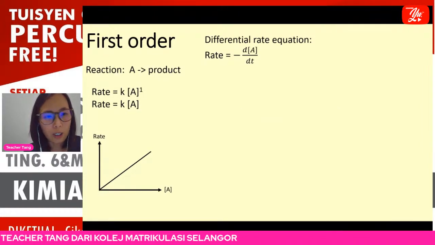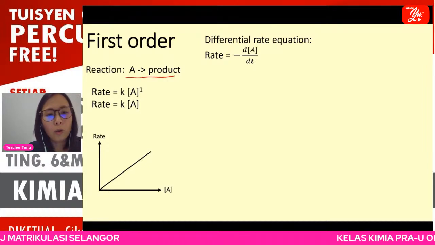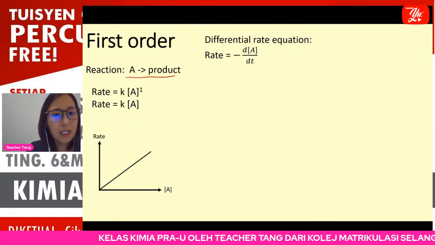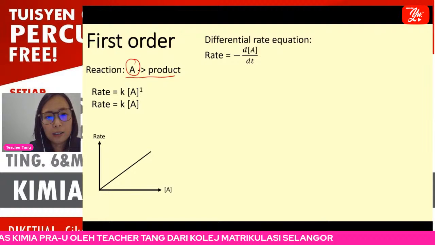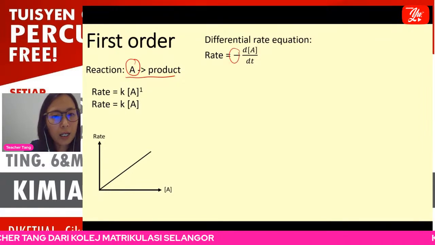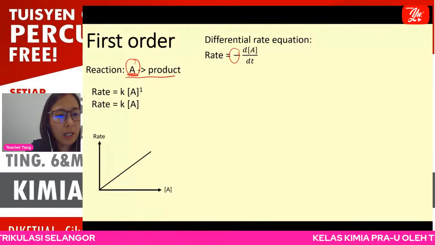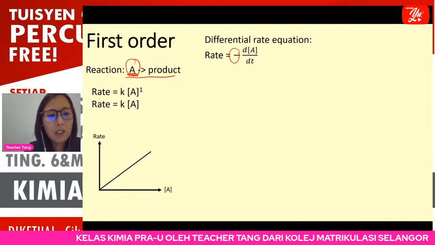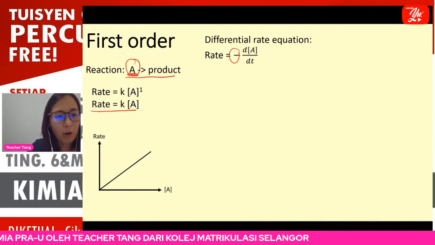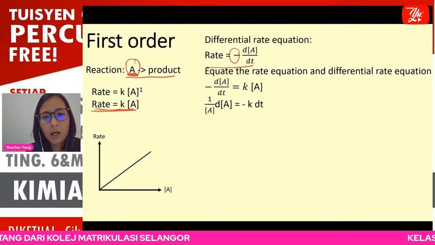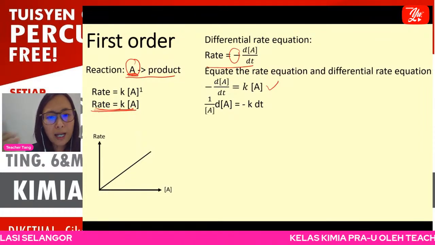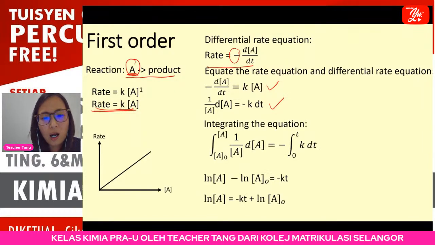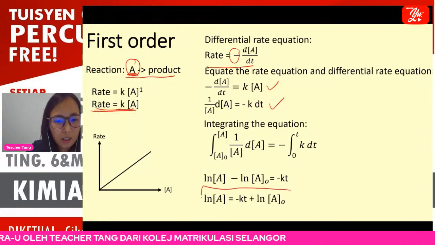So if we write the differential rate equation for this reaction, the rate is equal to the negative change in concentration of reagent A over the change in time. The negative here basically represents that as the reaction proceeds, the concentration of reagent will decrease with time. By equating the rate law, or rate equation, with the differential rate equation, we get this expression. When we rewrite these two equations, we can get this expression. And when we integrate these two equations together, we will once again get the integrated rate law equation.